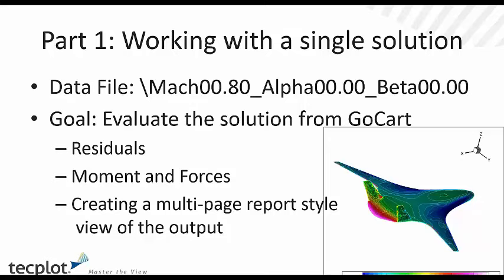In this first part, the data file that we'll be using is actually the Mach 0.8 alpha 0 beta 0 solution. The goal of this part of the tutorial will be to evaluate the residuals, look at the moments and forces, and create a multi-page report-style view of the output.